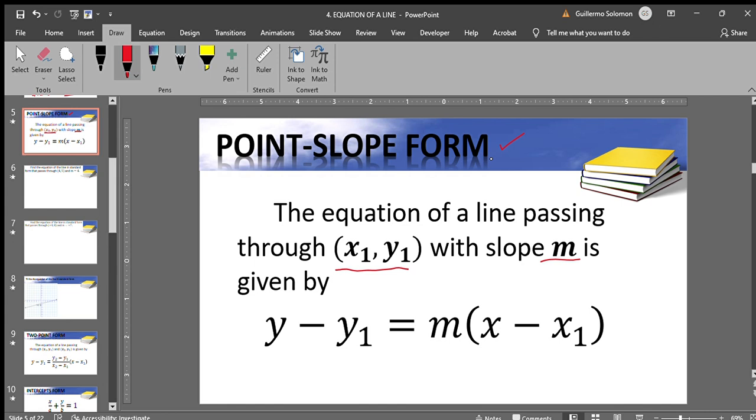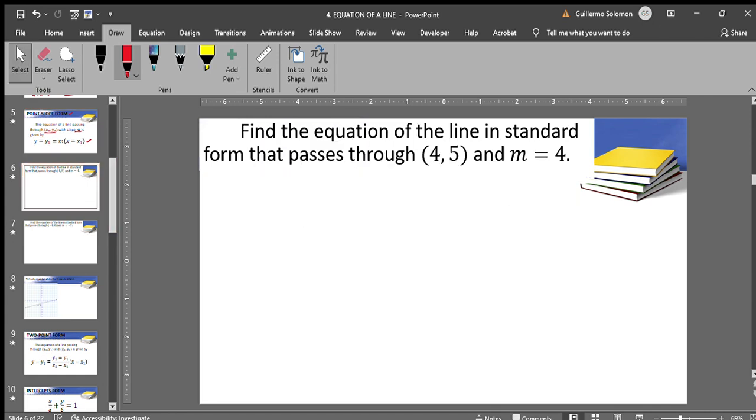So, we are going to use this formula. So, let us try this one sa ating example. Okay, find the equation of a line in standard form. Okay, again, standard form na naman. Kapag standard form, ito ang susundan. Okay, susundan natin ang, correct. So that is ax plus by is equal to c. Ayan ang susundan natin. Okay? Gagawin natin siyang ganito. But our given here is a point and a slope.